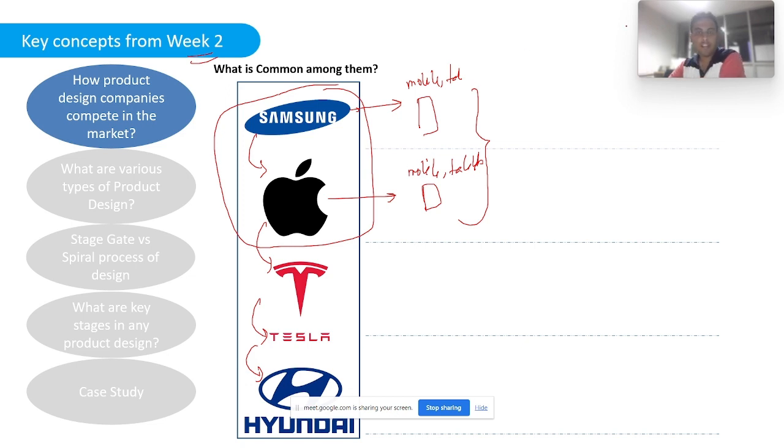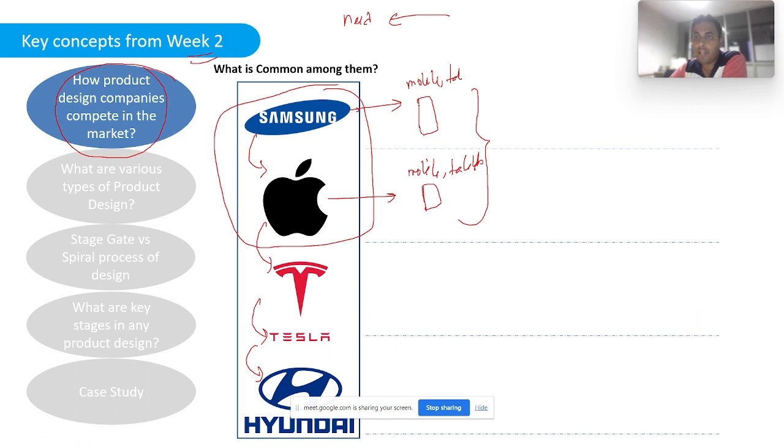Now the question comes: when we have a need, and one particular company serves that purpose, why do we need so many companies? Why do we have so many companies doing the same thing? I mean, the question is how product design companies compete in the market.